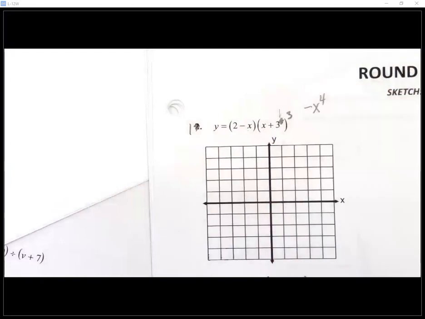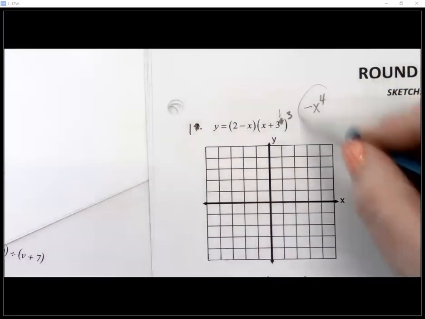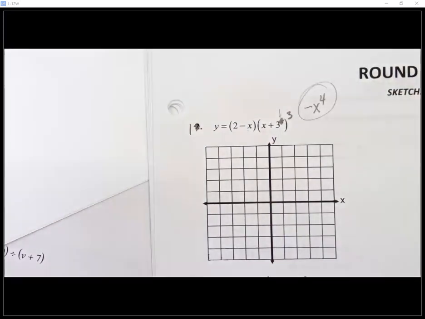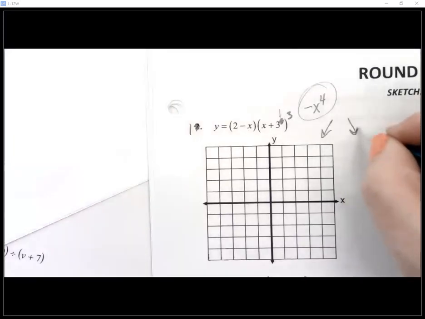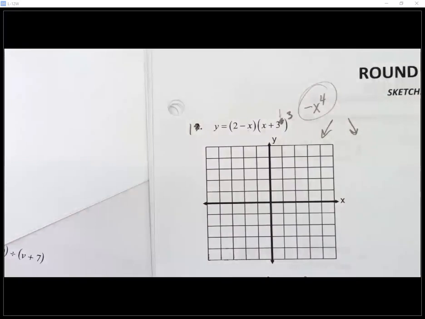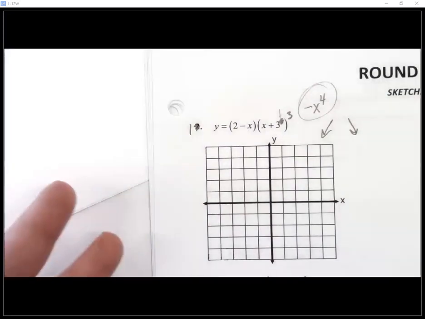I don't really care about all the rest of it. That stuff's irrelevant, but this tells me what my end behavior is going to look like. Show me with your hands what this end behavior is. Hooray! Yes, they're both going down together. So like that. Okay.